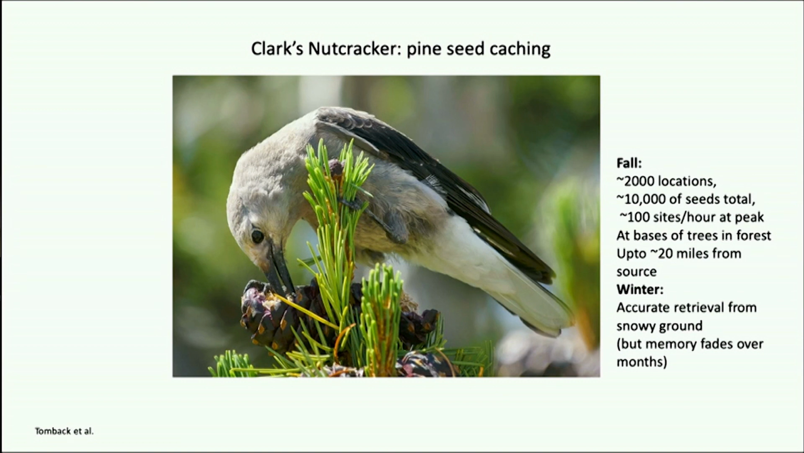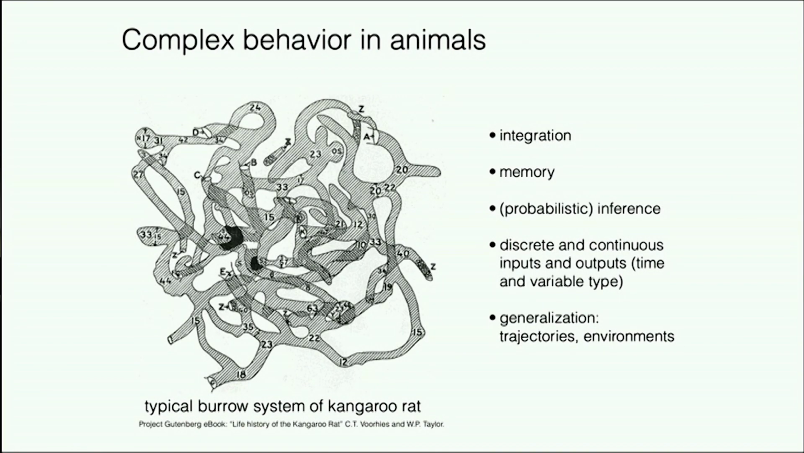Moreover, it's an interesting problem because they go back and retrieve these caches in the winter, when the ground looks quite different than it did in the fall when they first cached the seeds, because of snow and so on. And it is a biological memory process, because towards the end of the winter the memory does fade and the retrieval accuracy goes down.